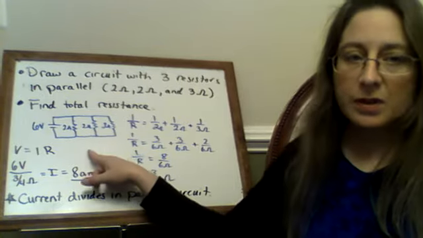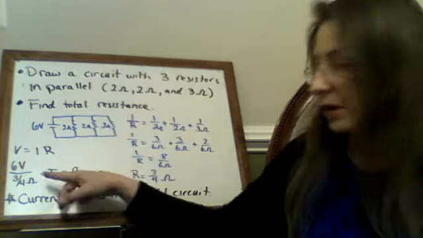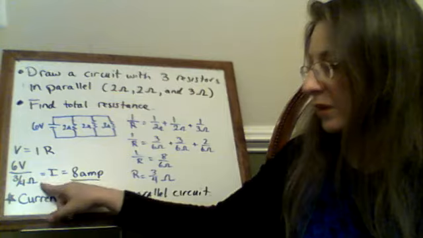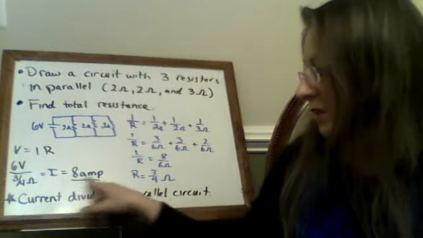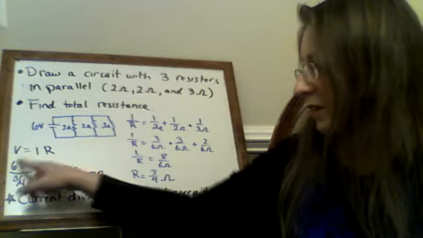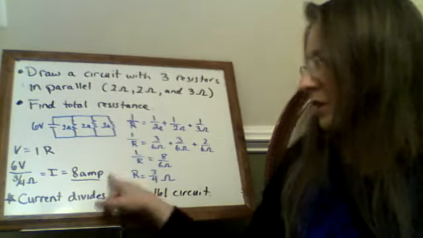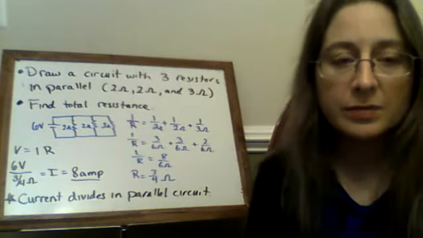So using Ohm's law, V equals IR, our 6-volt battery divided by our 3/4 of an ohm resistance tells us current. And when you do that, 6 times 4 divided by 3 gives you 8. So 8 amps is our current.